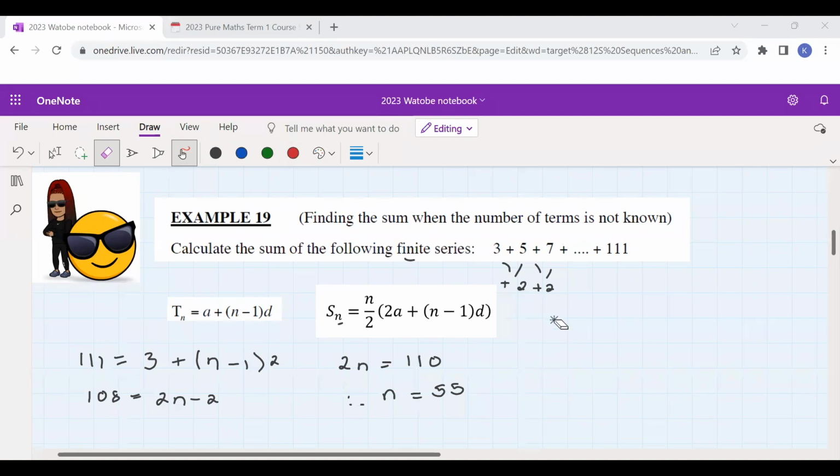Yes, 55. Oh, you guys already have. Guys, please wait for me. Oh my gosh. But we just found out n equals 55, remember?